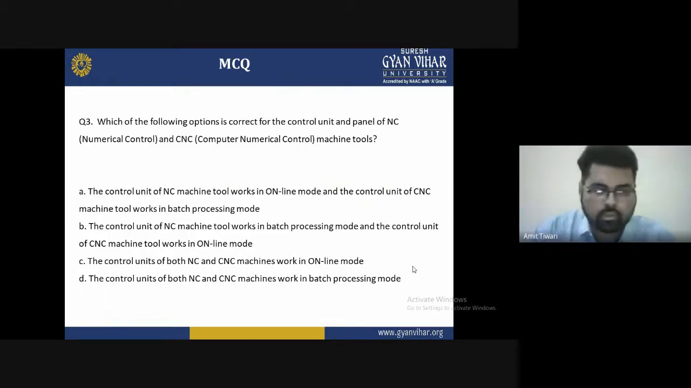B, the control unit of a numerical control machine tool works in batch processing mode, and the control unit of a CNC machine tool works in the online mode. C, the control unit of a CNC machine works in the online mode. And D, the control unit of both NC and CNC machines works in the batch processing mode. So B is the correct answer for that.